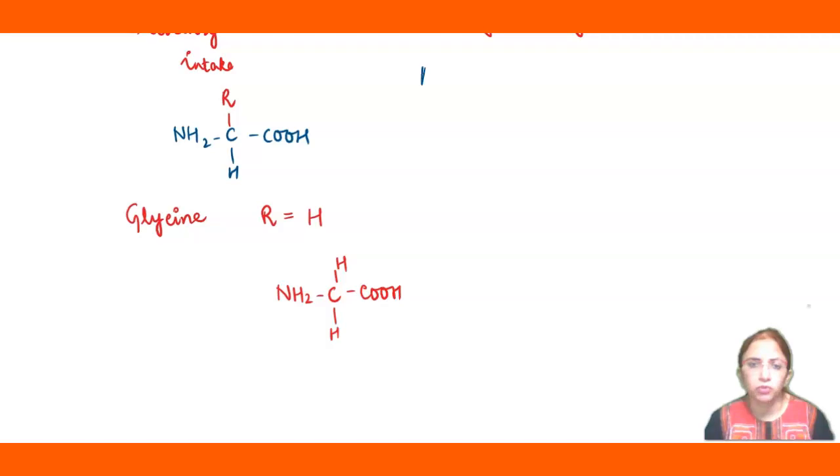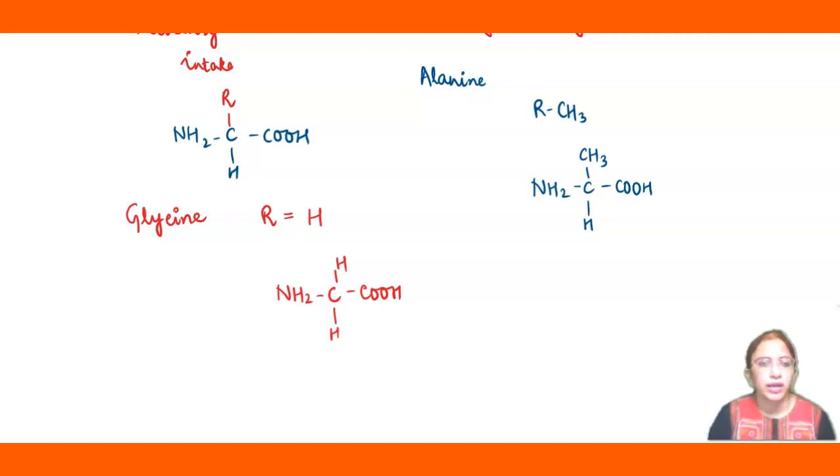Now let's move on to another amino acid, that is alanine, and alanine contains a methyl group in its side chain. So how will it be represented? NH2 C CH3 H COOH. This is how they are written.